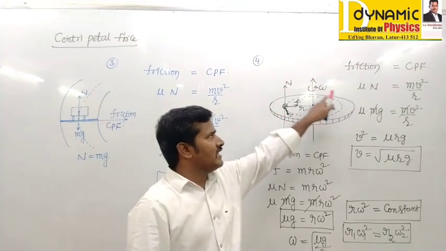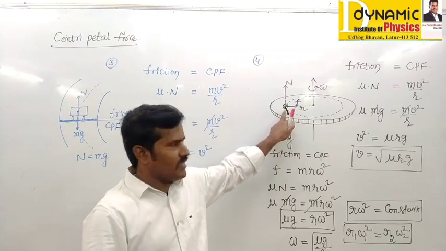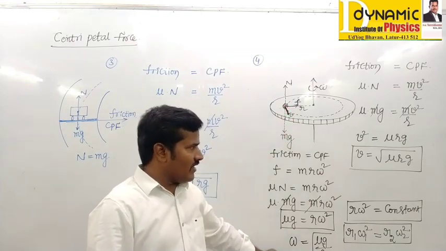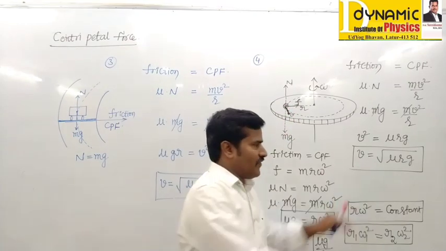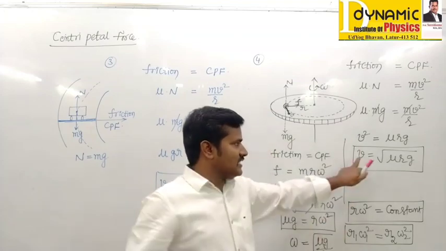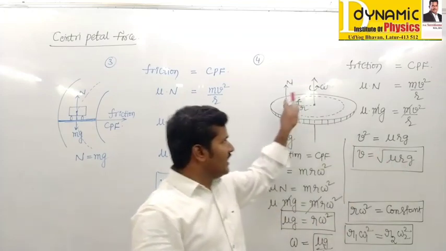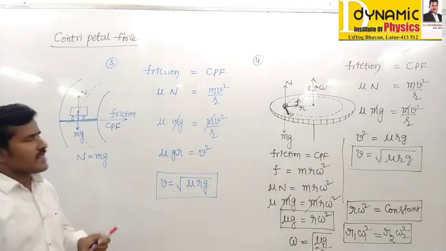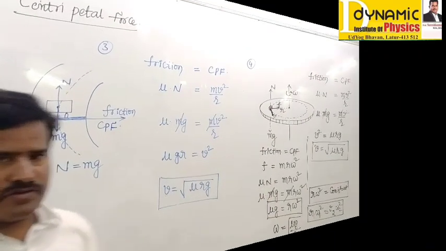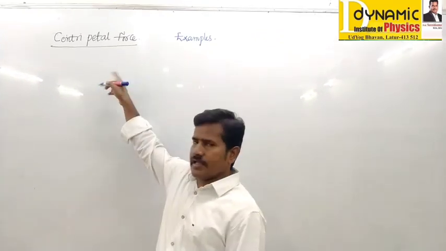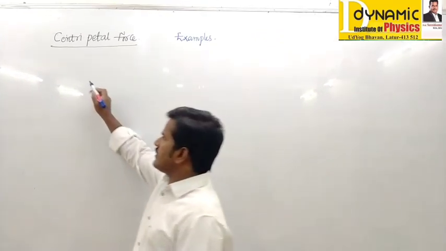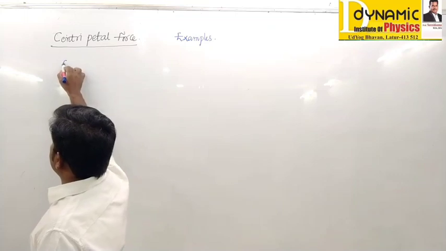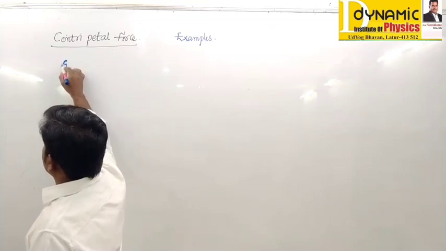So any coin revolving on the rotating disc: what is the angular velocity, what is the safe velocity? Suppose the velocity is more than this, the body leaves the circular path. So this is an example of centripetal force. Here is another, the fifth example.